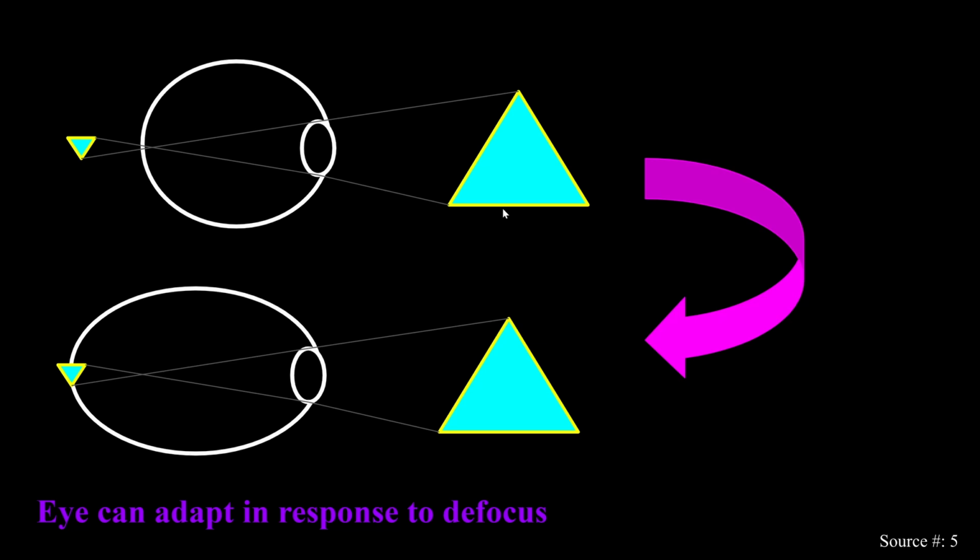So, our eye can adapt in response to this defocus. The eye can either grow or shrink, and in this case, because of this hyperopic defocus, the eye will want to grow to meet the image, as seen in this figure.